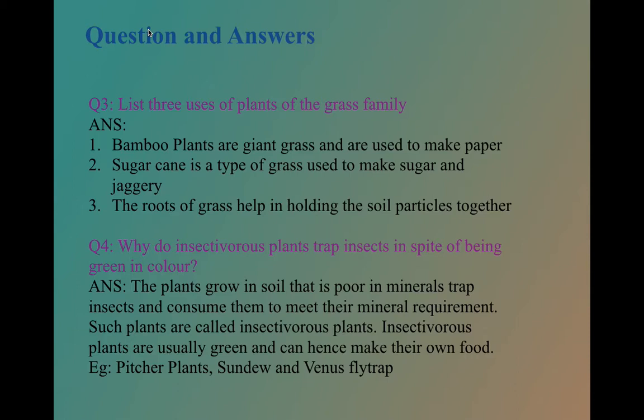Coming to the fourth question, why do insectivorous plants trap insects in spite of being green in color? The answer is, the plants grow in soil that is poor in minerals, trap insects and consume them to meet their mineral requirement. Such plants are called insectivorous plants. Insectivorous plants are usually green and can hence make their own food. Example, pitcher plant, sundew and Venus flytrap.